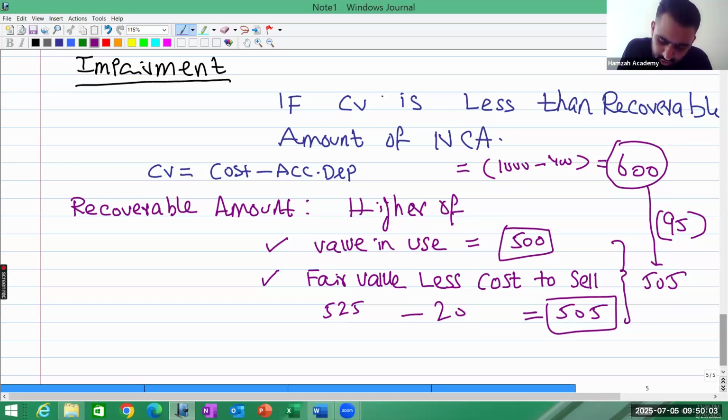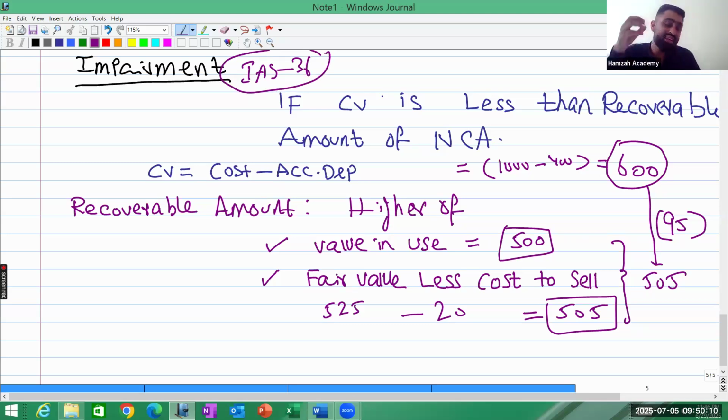For that purpose, we will also study IAS 36, but it has linkages with IAS 16, so it is better to know the definition of impairment. Again, I'm repeating: if the carrying value is less than recoverable amount. Recoverable amount is the maximum economic benefit we can generate from the asset. It is higher of value in use or fair value less cost to sell.